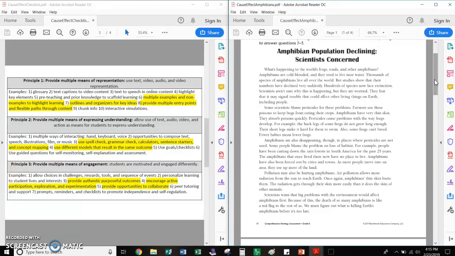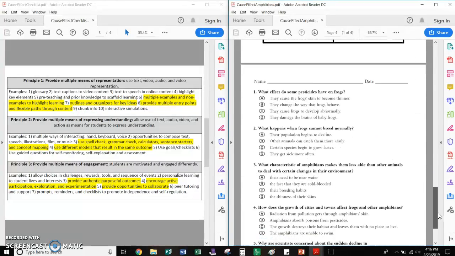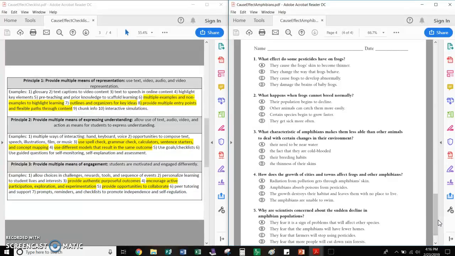So the fifth example that I highlighted from the text was providing opportunities to collaborate. I do allow my students to share their thinking, how they know it's a cause, how they know it's an effect during the small group. Most of it's done independently, but there are points for collaboration where kids can share what they thought, as well as with the multiple choice questions, they can share their thinking behind why they chose a certain question.